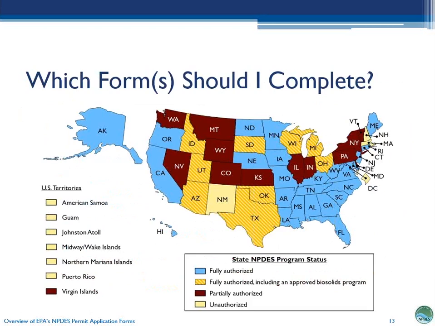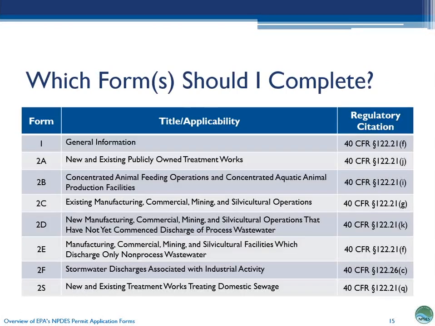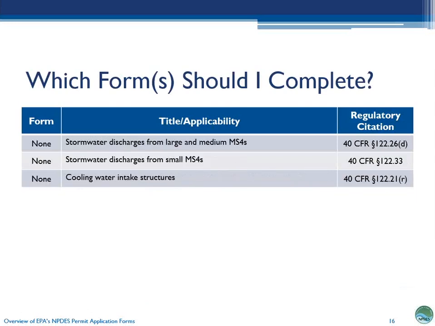In Massachusetts, New Hampshire, and New Mexico, and all territories except the Virgin Islands, including Washington, D.C. and Puerto Rico, the EPA region is the permitting authority. If you're located in one of these jurisdictions, you should use the approved EPA application form. As mentioned earlier, each form corresponds to a different category of dischargers. You should select a form that represents the type of discharge to be covered by the permit for which you are applying. We'll talk about the applicability of each of the forms in detail later in the presentation.